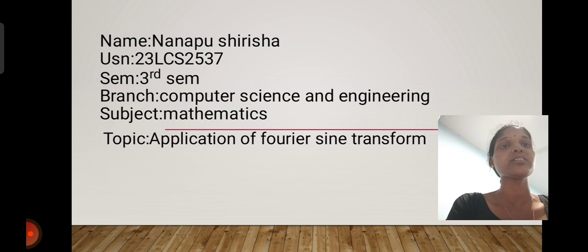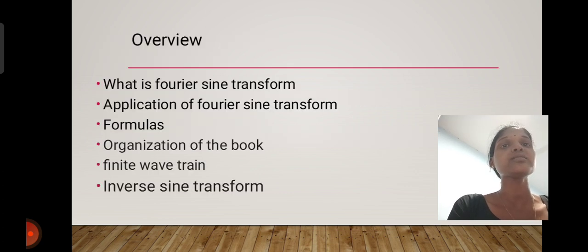Today our topic is applications of Fourier sine transform. In this, we are studying a few overviews: what is the Fourier sine transform, applications of the Fourier sine transform, formulas, infinity wave train, inverse sine transform, and organization of the book.